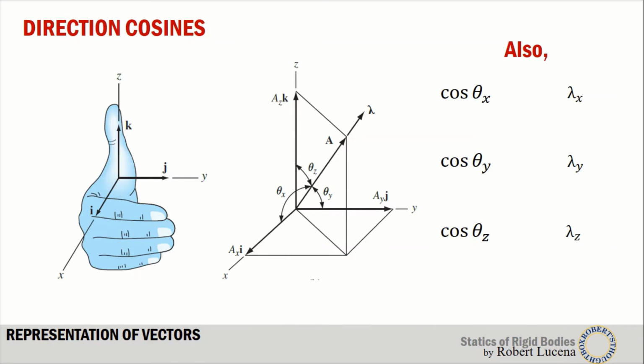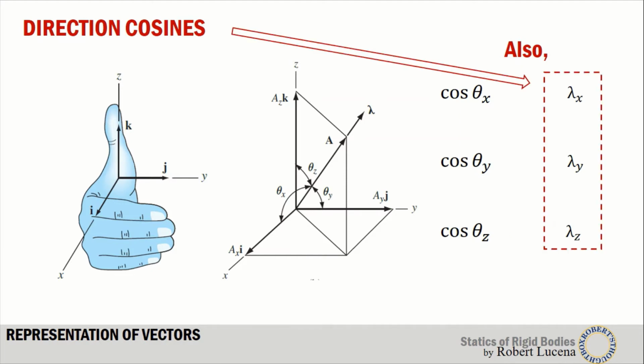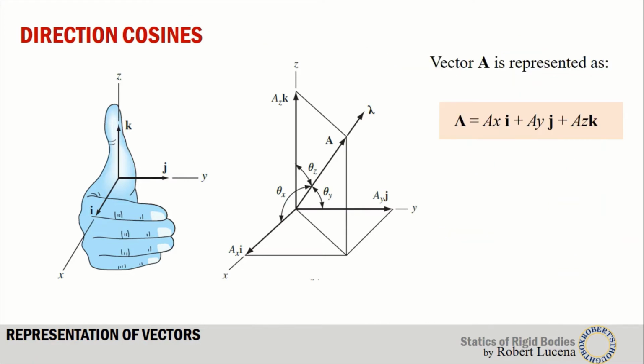Now, as you can see, we have here the direction cosines. So cosine theta x, later we will discuss why we use cosine instead of sine, is represented by lambda x. Cosine theta y is represented by lambda y, and cosine theta z is represented by lambda z, and those are the direction cosines. To simplify the writing, we use the Greek letter lambda.